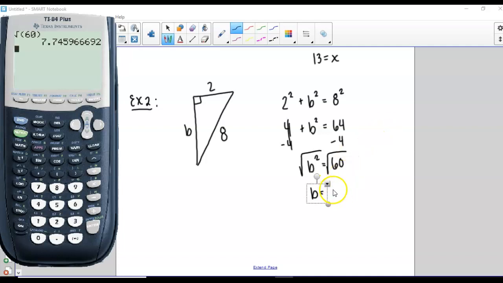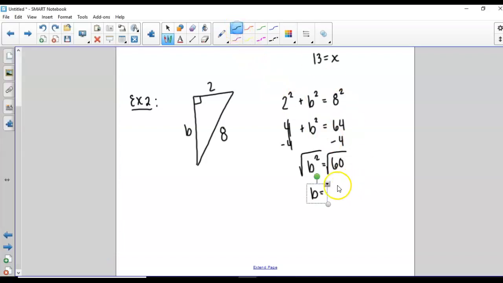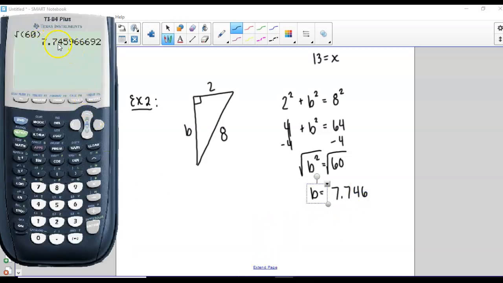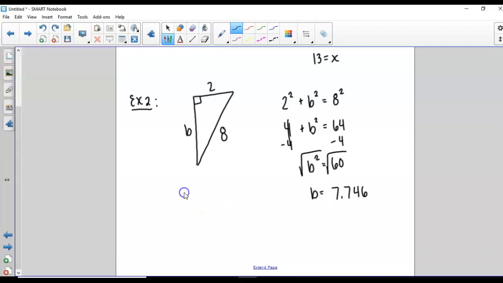So if we're keeping 3 decimal places here, we'll have 7.746. Okay. Now I will accept it if you put 7.745966692. You can write the whole thing if you would like. Typically, we don't need that many decimal places. We don't need that level of accuracy. But if you keep more, that's fine. But please round correctly if you do that. So we're going to go with the 3 decimal places here. Okay, questions?